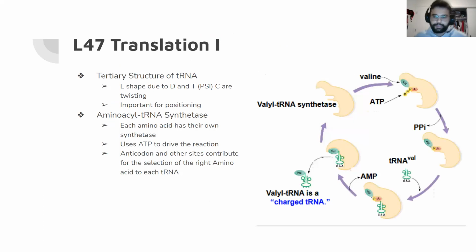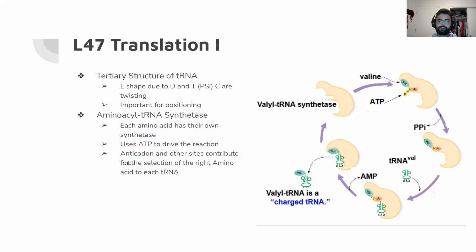Now looking at how we charge up a tRNA. The tertiary structure of our tRNA is an L shape due to the D and T loops twisting on themselves, and this is important for the positioning in our tRNA synthetase. We have something called aminoacyl tRNA synthetase. Each amino acid has its own synthetase, and they use ATP to drive this reaction, where we're putting our amino acids and connecting them with our tRNAs to form a charged tRNA.